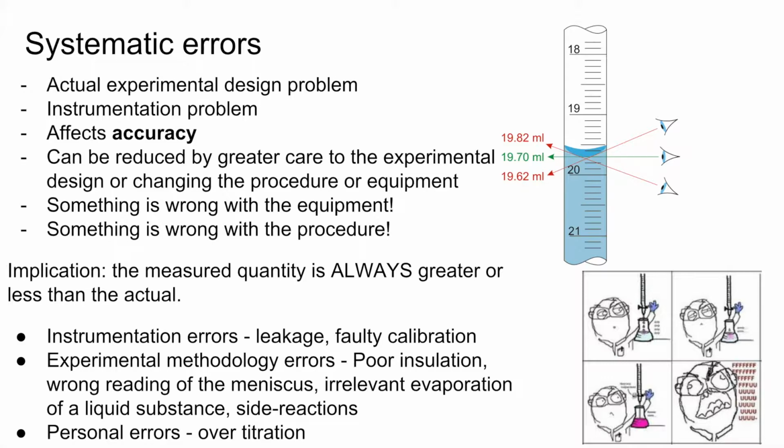Another example, in your digital balance, when you have to press the zero always. If you don't zero it, you're always going to get higher than normal values. So for systematic error, your number is always going to be either always really high or always really low, depending on your error. So let's look at some examples.